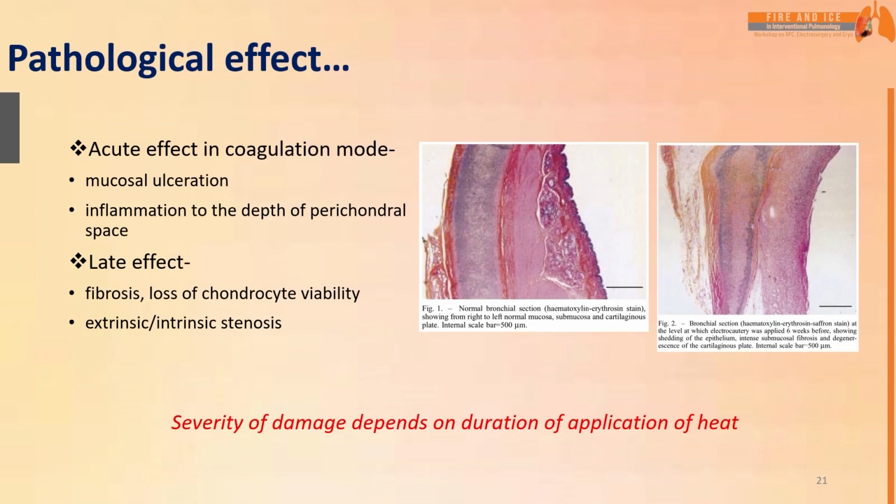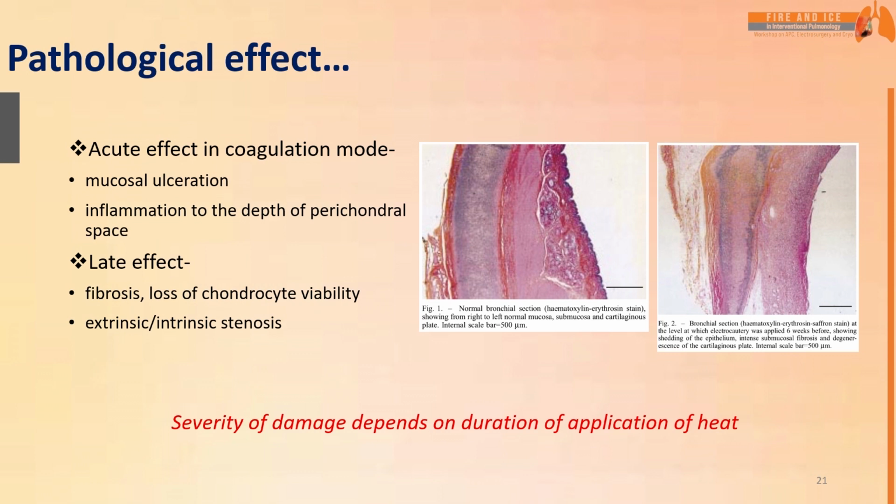This is the pathological effect of heat on tissue. In an animal model, the acute effect of heat causes mucosal ulceration and inflammation up to the depth of the perichondrium. Here you see figure 1: this is the normal cut section of the airway, and on the right-hand side, this is the figure after application of heat. There is mucosal ulceration on the right-hand side and perichondrial damage on the left-hand side.